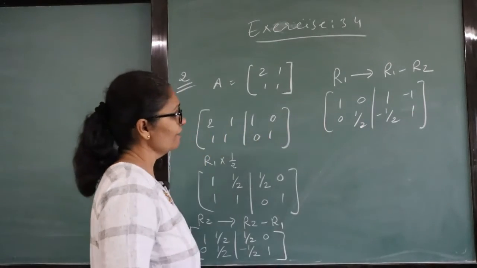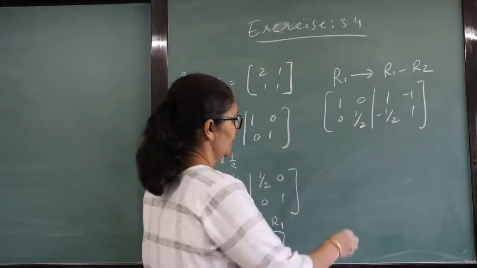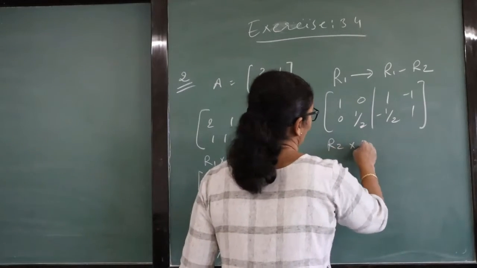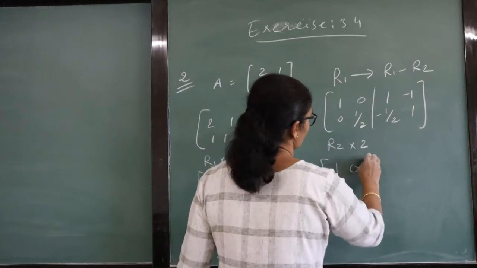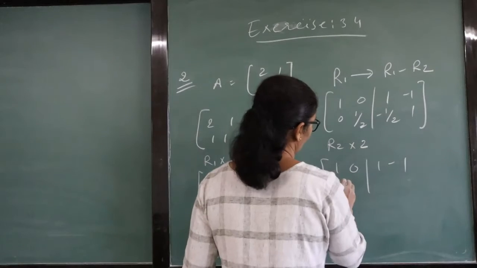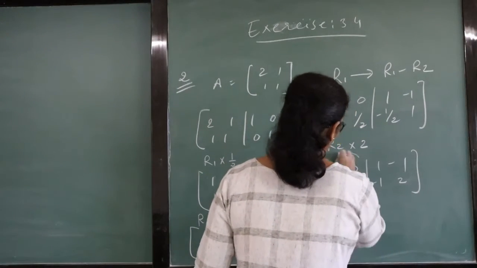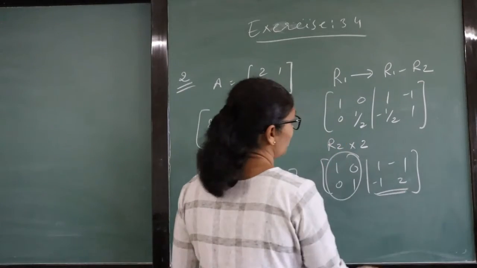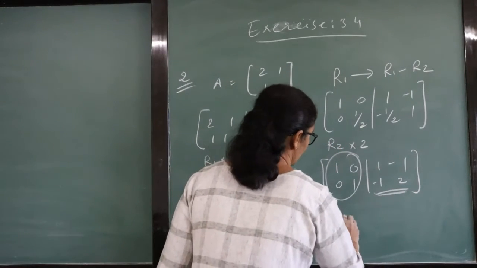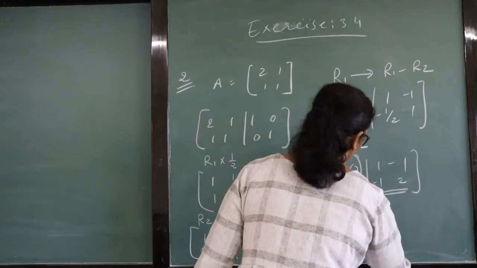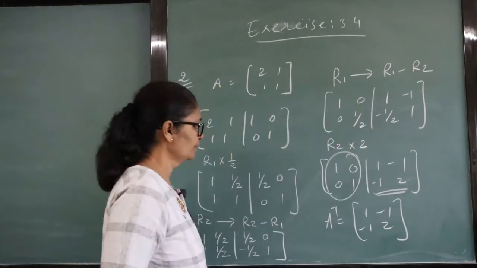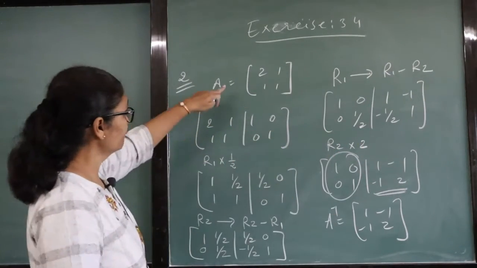Okay. Now still we don't want here 2, we want 1. So second row multiply with 2. So 1 0 1 minus 1. When you multiply with 2, minus 1 and 2. Now here we get identity. So this is our inverse. What is your A inverse? That is 1 minus 1 minus 1 2. This is the inverse of this.